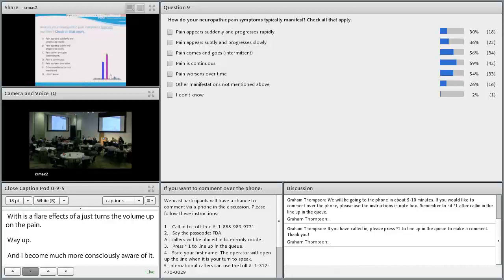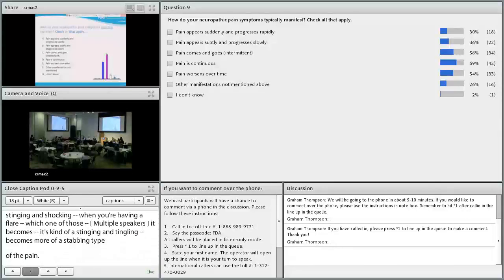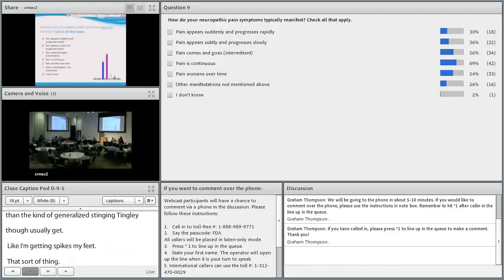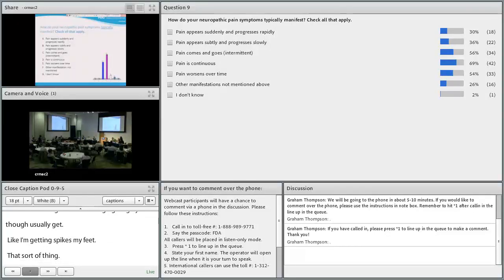Instead of a kind of stinging, a tingling, it becomes more of a stabbing type of pain. When it's at its worst, it feels like somebody plunges a knife into my leg and just drags it down my leg. It's much more focused in a certain area than the generalized stinging and tingling that I usually get. It'll feel like somebody's pounding spikes into my feet. That's how I describe the difference between a flare and just the normal stinging and tingling that I have pretty much all the time.